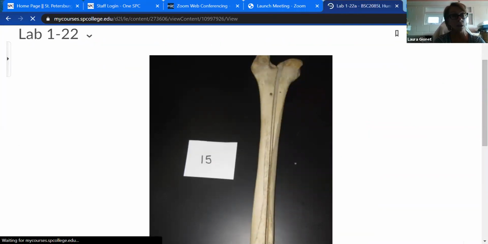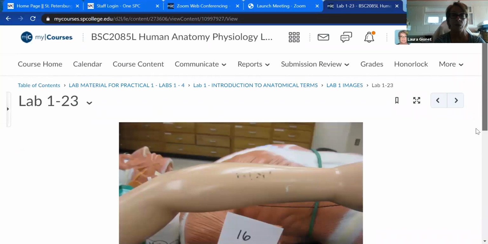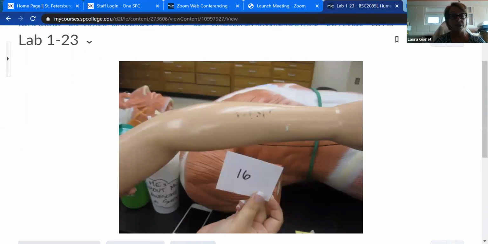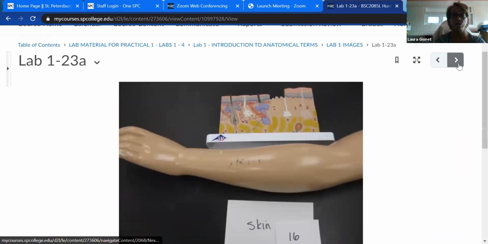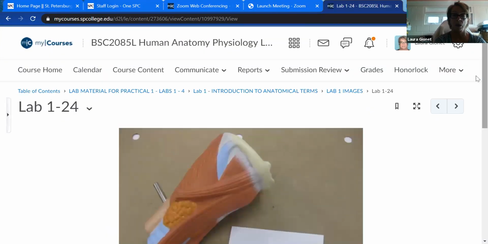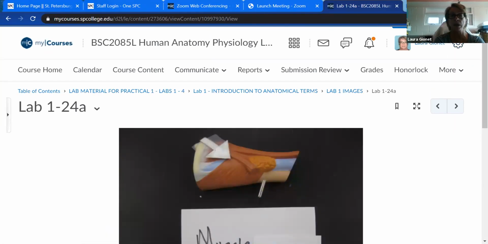So skeletal system, no cavity. All right. Here we have skin, which would be the integumentary system. And that's again, no cavity. And then we have muscle here. Maybe muscle on an arm model. Any that red tissue is always muscle. No cavity, muscular system.